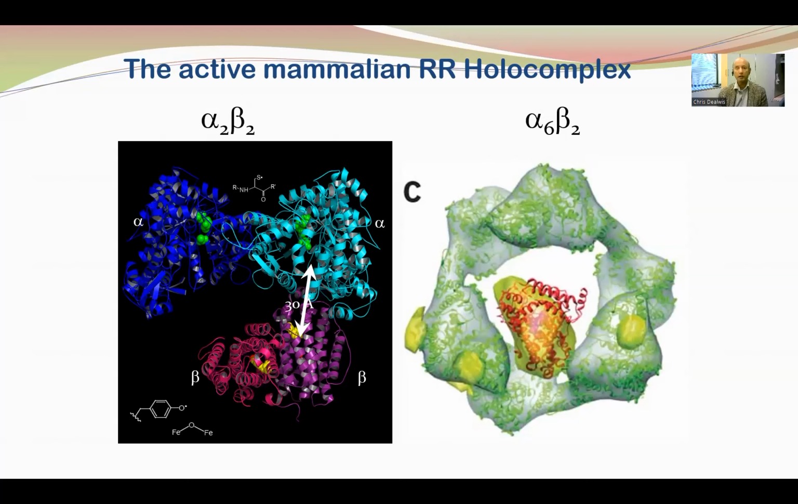Now, what I'm showing here is the minimal active form. In one of the figures is alpha 2 beta 2, where an alpha 2 dimer and a beta 2 dimer have to come together to form the minimal catalytically active unit. But in mammalian RNRs, such as human, this is more complex. It forms an alpha 6 hexamer, where the catalytic subunit forms a hexameric form, and it can couple with beta 2 to make alpha 6 beta 2, alpha 6 beta 4, alpha 6 beta 6 active forms, or an alpha 6 beta 2 inactive form.